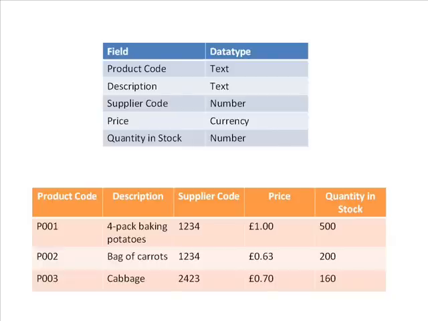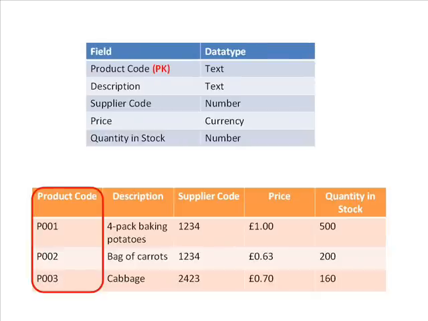Here we can see what it looks like when we turn that table design into an actual table. You can see the different records that we've stored. So we're storing information about potatoes, carrots, and cabbage. Sometimes when you're designing database tables, it can be helpful to actually plan it out in this way so that you could see the data that's going to be held in each field.